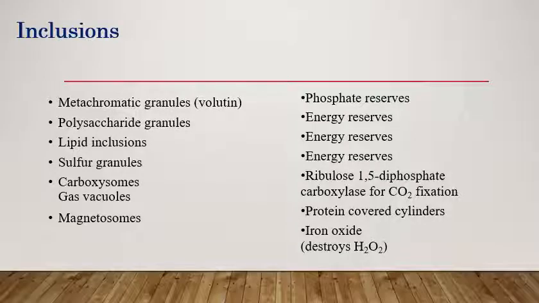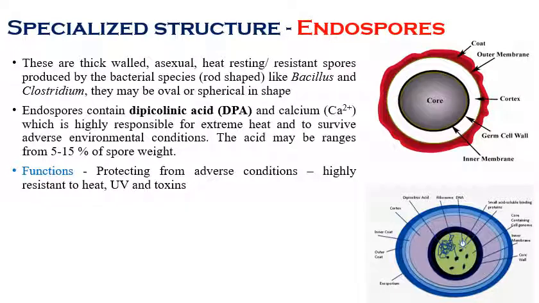Now we will see a few of the inclusions: metachromatic granules or volutin, polysaccharide granules, lipid inclusions, sulfur granules, magnetosomes, phosphorus reserves, energy reserves, and a few iron oxides, protein covered cells. These are a few of the structures which have a minor role in bacteria. So these are the different types of functional components present in the bacteria. Coming to the last one, a specialized structure called endospores.